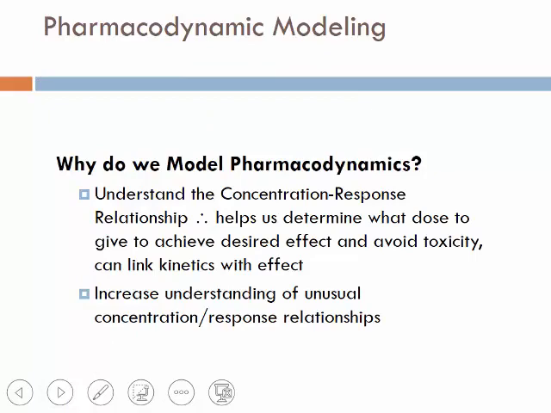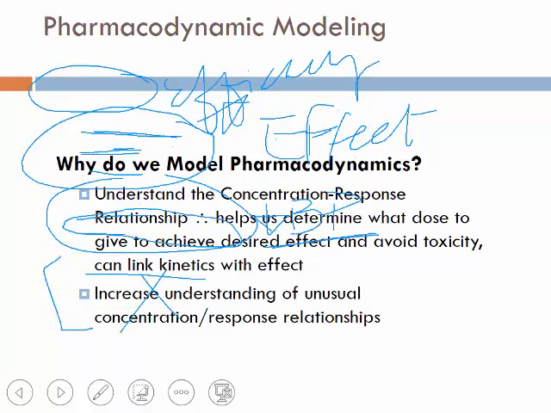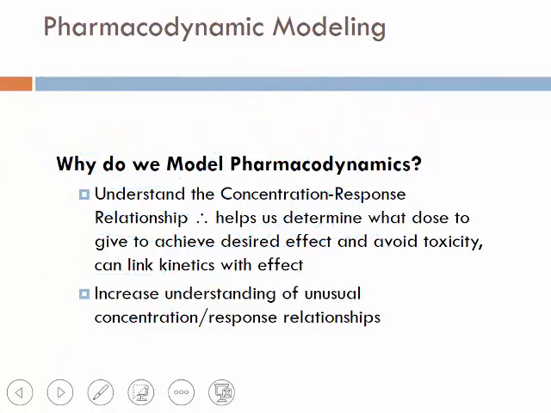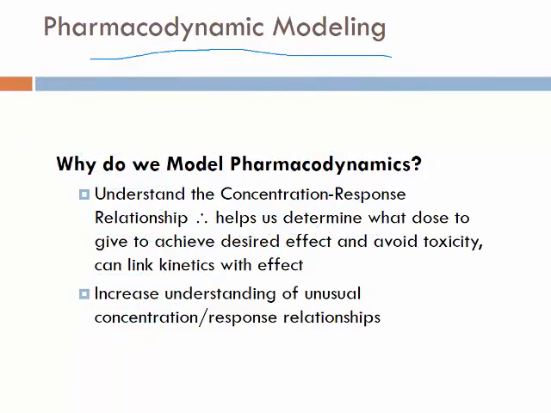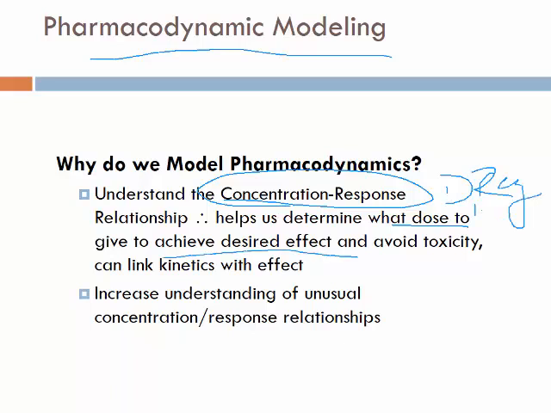So we use models, just like we do in pharmacokinetics. We use models to try to predict what's going to happen with pharmacodynamics. So why do we model pharmacodynamics? Because we need to understand that concentration-response relationship so that we can predict it, right? It will help us to know what dose and dosing regimen we should give to achieve a certain effect and avoid toxicity, and therefore we can link kinetics with the effect.